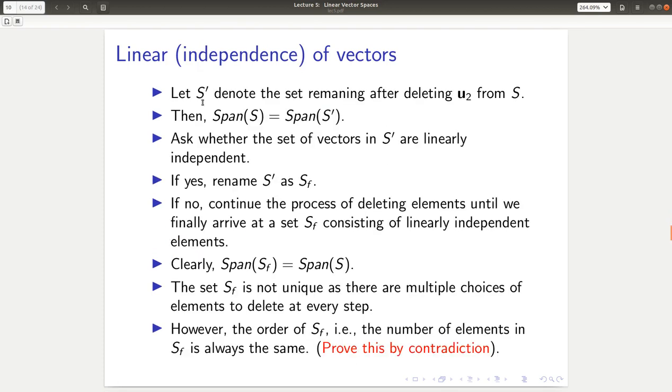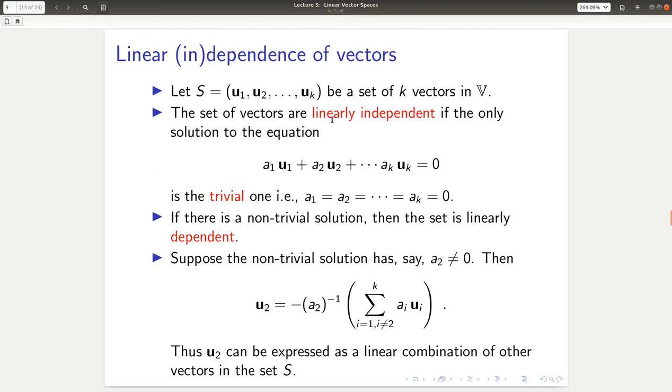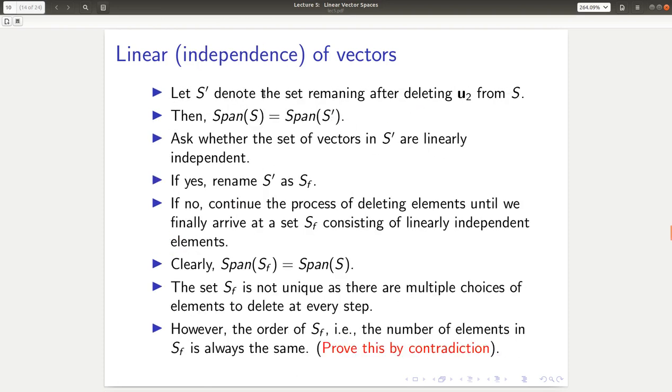Now we can do something. We can take S prime to be the set that you get after deleting U2 from S. Remember, S had k elements. Now we are deleting U2, so S prime has k minus 1 elements. It has one less element. But since U2 can be written in terms of all these vectors which lie in S prime, the span of S is nothing but equal to the span of S prime. So this answers the second question that I raised some time back.